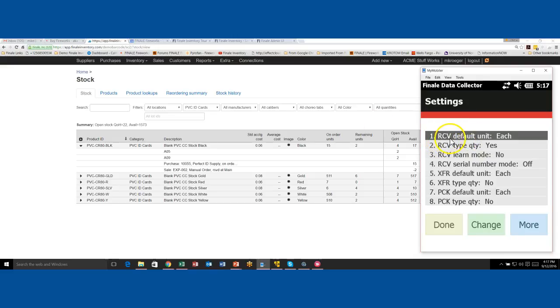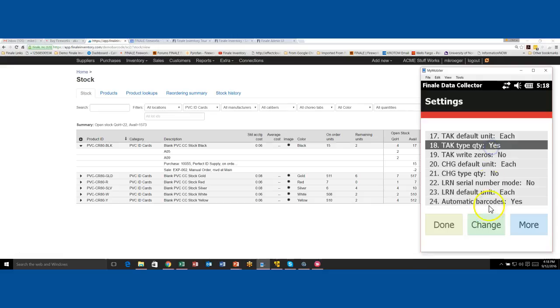Now we're looking for a setting that begins with TAK, which means it's particular to the stock take function. So I'm going to go down to more until I start to see TAK. These TAK settings, number 17, 18, and 19, all pertain to how the scanner functions with stock takes. Notice that we have a default unit of each because we do support cases, but also there's a type quantity equal yes. Type quantity equal yes means that the quantity box is turned on and waiting for us to type in a stock quantity.